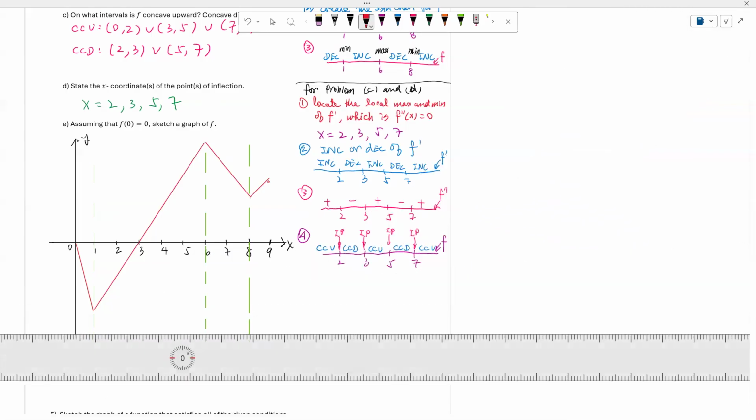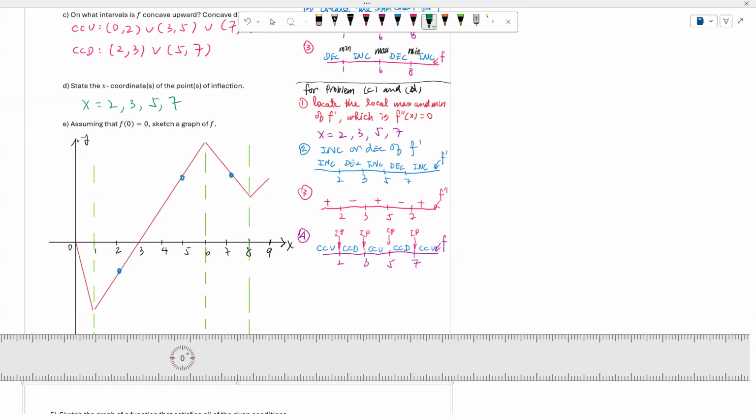And now, before we sketch the functions, I would like to add the inflection points now, okay? So when x is equal to 2, when x equal to 3, x equal to 5, x equal to 7, okay? And then now, just keep that in mind. First, I need to have the local minimum at x equal to 1, local maximum at x equal to 6, and minimum at x equal to 8, right?